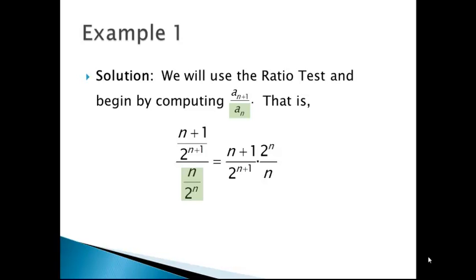When dividing two fractions, you have to multiply by the reciprocal. The reciprocal of n divided by 2 to the nth power is equal to 2 to the nth divided by n. We can split up the exponent in the denominator. 2 to the n plus 1 power is the same as 2 to the n times 2 to the first power. After simplifying, the 2 to the nths cancel out, leaving us with n plus 1 divided by 2n.